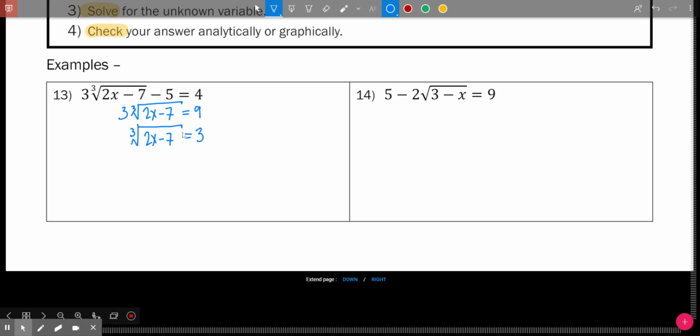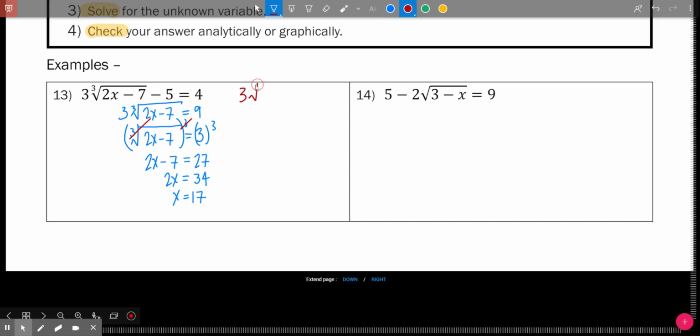I raise both sides to the power of 3 because I am trying to get rid of a cube root. When I raise a cube root to the third power, they undo each other because a cube root and a cube are inverses. So this is 2x minus 7 equals 27. I add my 7 to both sides, so 2x is equal to 34, and x is equal to 17. I substitute that back into my original equation.